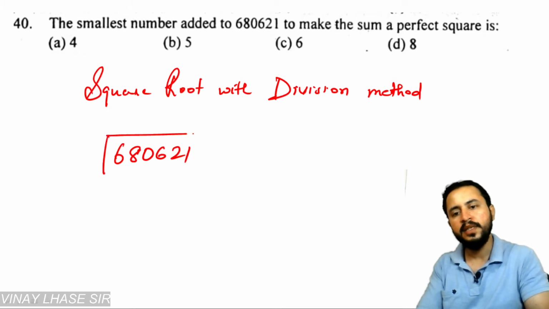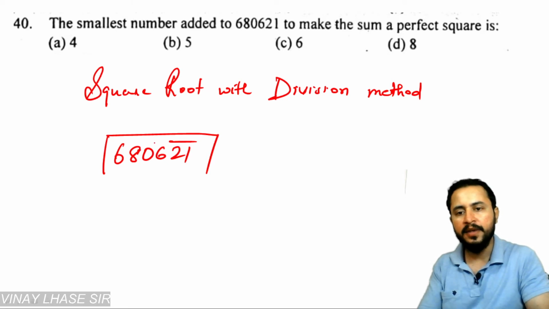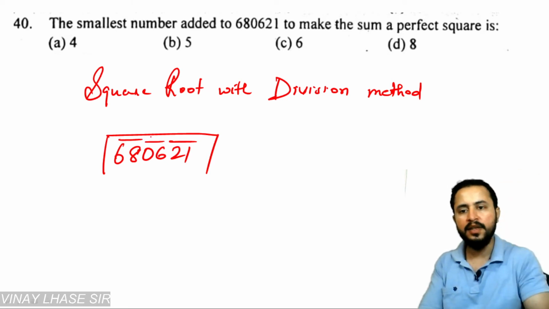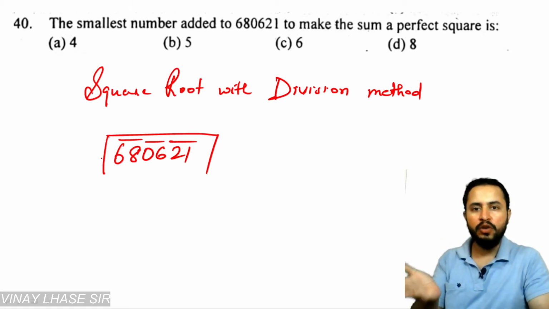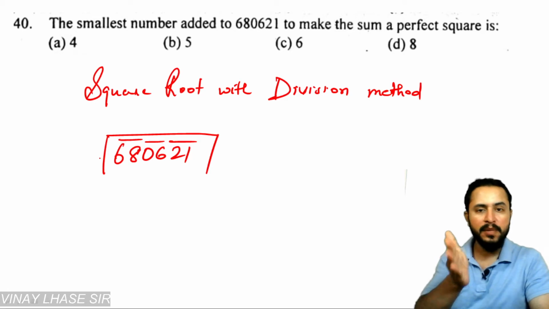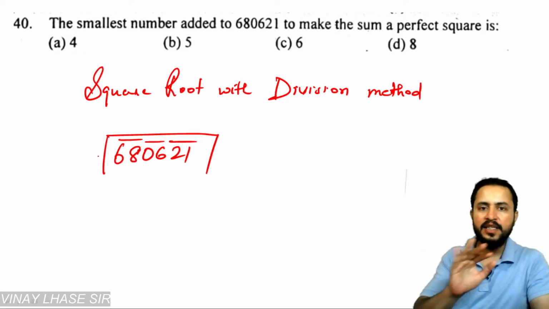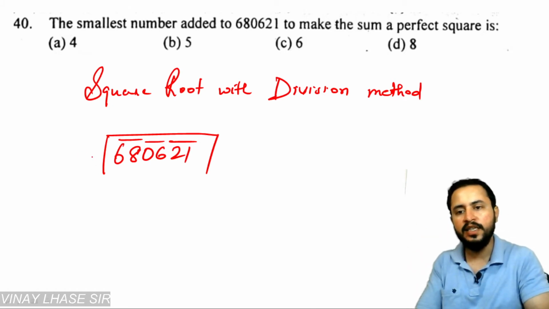680621, we will find its square root. And to find the square root, what do you have to do? From the right side, make the bar on that. I will not explain this here. I will make a separate video for this. If you want a separate video for this type of number system lesson, then you can comment and tell me. I'll make a separate video right from the beginning for these type of questions also. So I'll just solve it now.